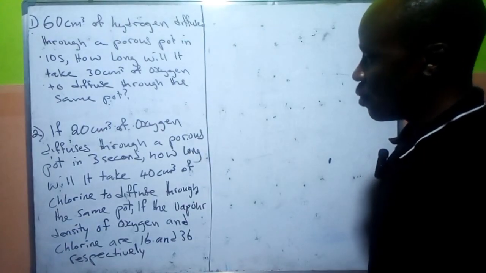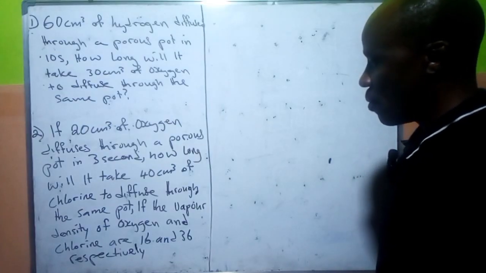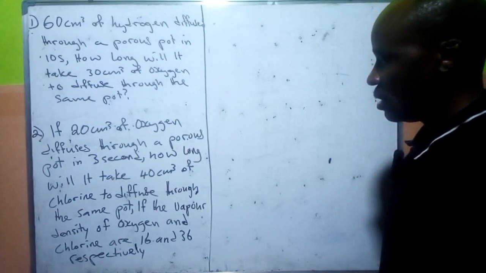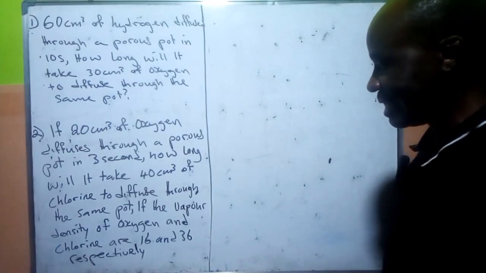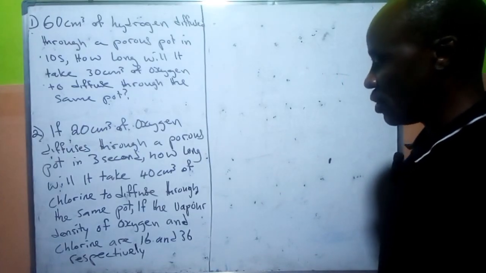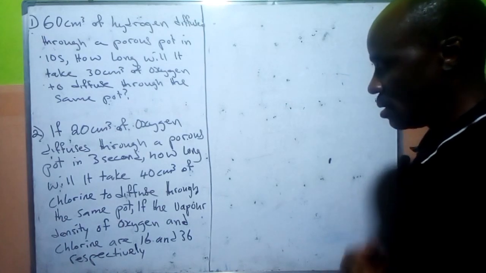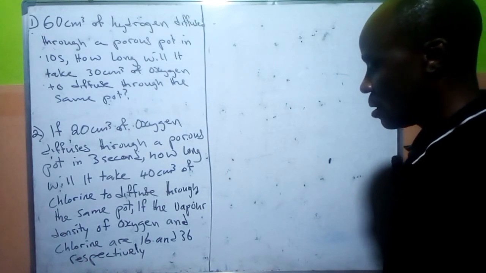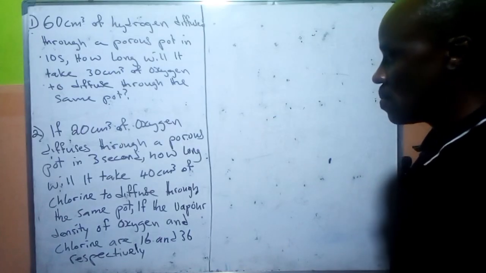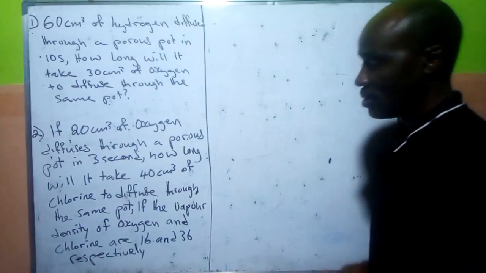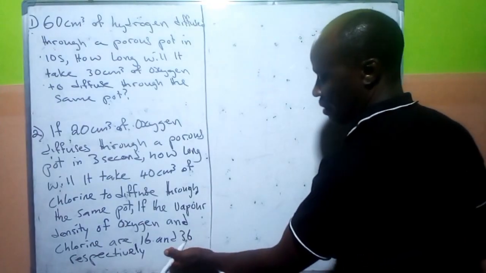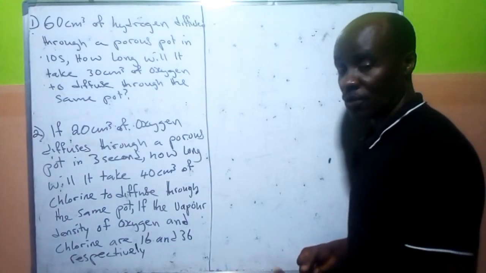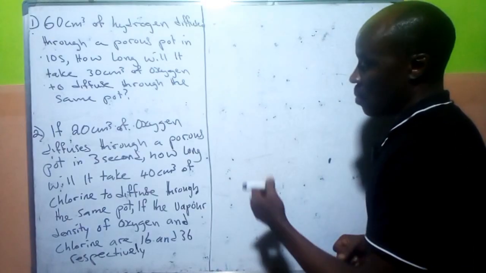This question said, if 20 cm cube of oxygen diffuses through a porous spot in 3 seconds, how long will it take 40 cm cube of chlorine to diffuse through the same pores if the vapor densities of oxygen and chlorine are 16 and 36 respectively? So now we're using the vapor density just like what we have done before. The major difference here is that we're using vapor density this time instead of relative molecular mass. Now, what do we do here?